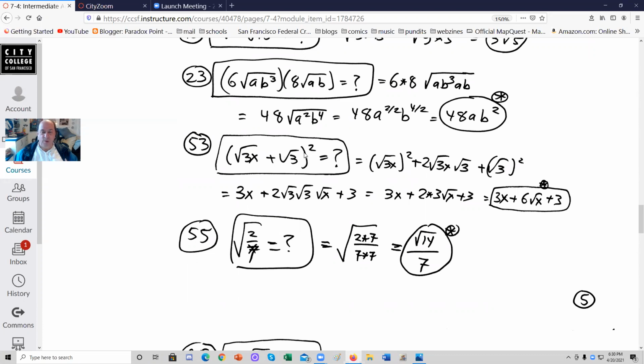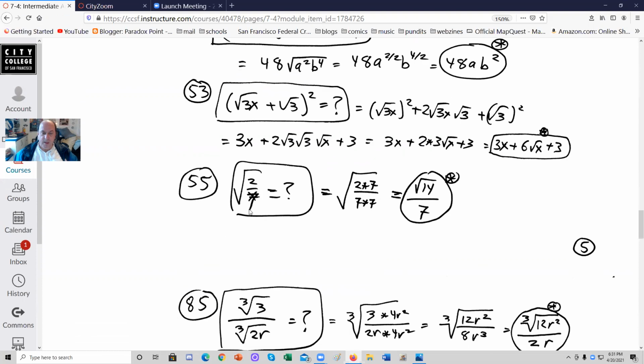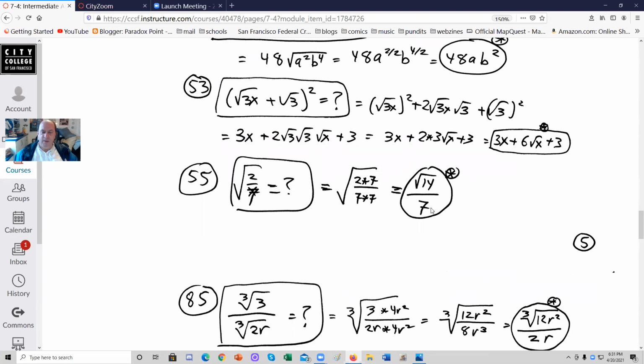Root 3x plus root 3, squared. First term squared plus twice the product plus the last term squared. First term squared is 3x, last term squared is 3. Twice the product is 2 times 3 root x, so 3x plus 6 root x plus 3, as above. As here, root 2 times 7, that's square root of 2 times 7 over 7 times 7. That's root 14 divided by root 49, which makes it 7. Root 14, all that divided by 7.